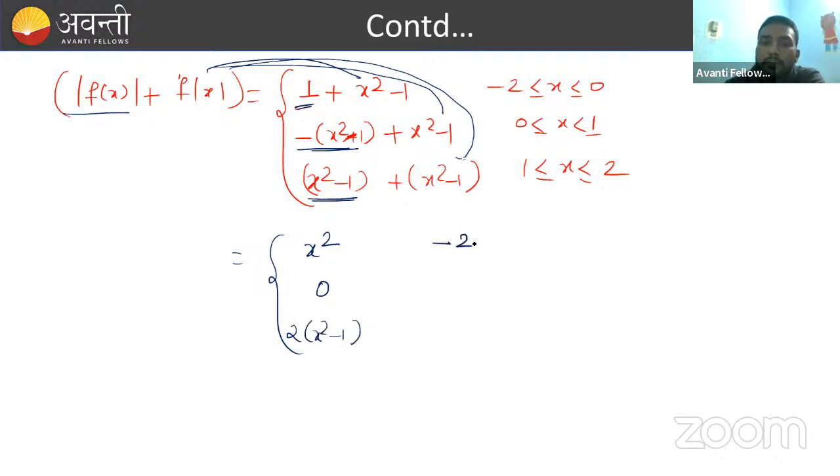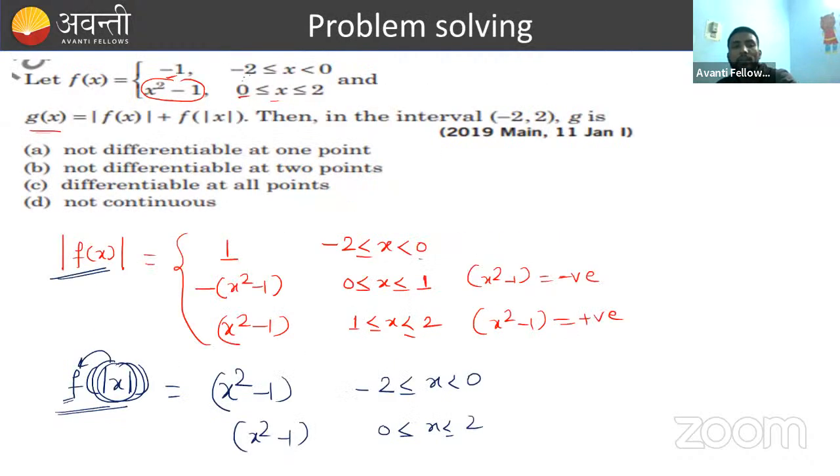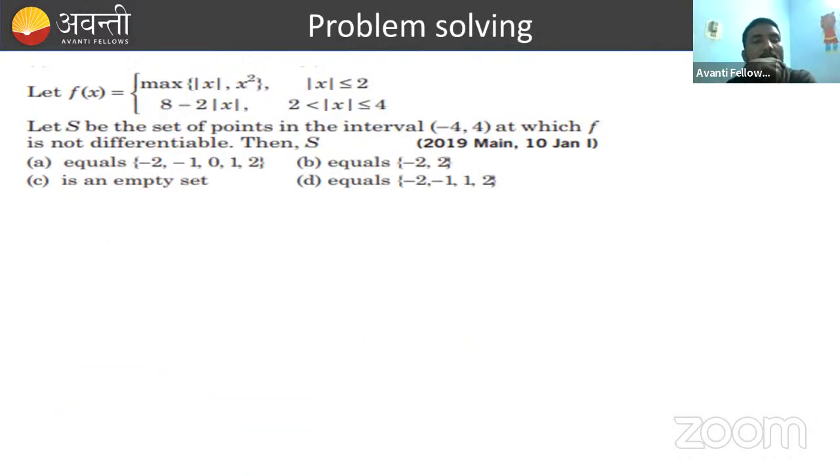Okay, so now you can see our function is made very simpler, right? And from here, this is your g of x. So now we have created g of x. Is it clear, guys? After that, we need to find whether it is differentiable, how many points it is not differentiable, like that. And there is a continuity case also. So first of all, we will check for the continuity.